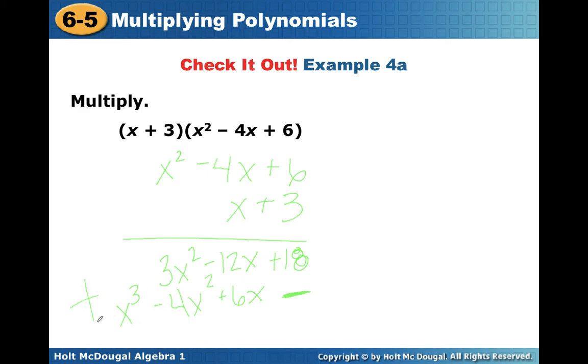Now we should be able to add these because vertically we have like terms. When we combine these, we get x cubed. Here, I'll put it over here. X cubed, negative x squared, negative 6x, and then a positive 18. And that is our final answer.